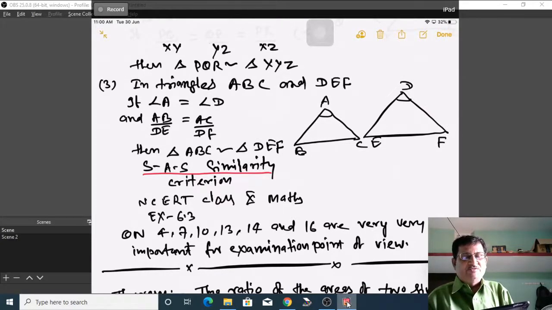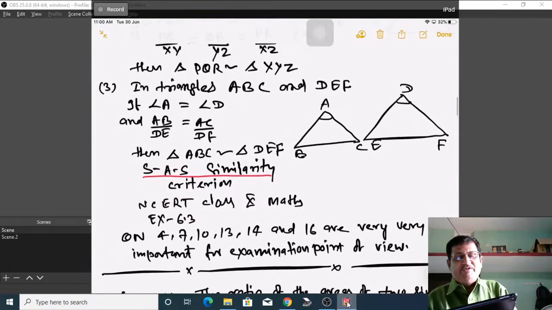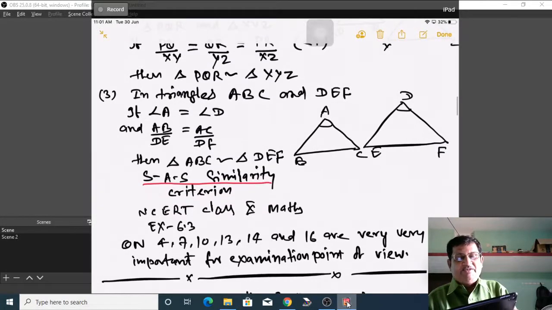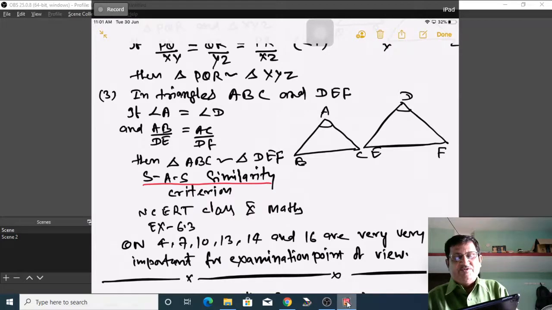When going to solve other questions and chapter topics in the NCERT book, see Exercise 6.3. Question numbers 4, 7, 10, 13, 14 and 16 are very important from the examination point of view. First you have to try to solve the questions. If you have any doubt or any problem, consult your math teacher to solve it. Okay.